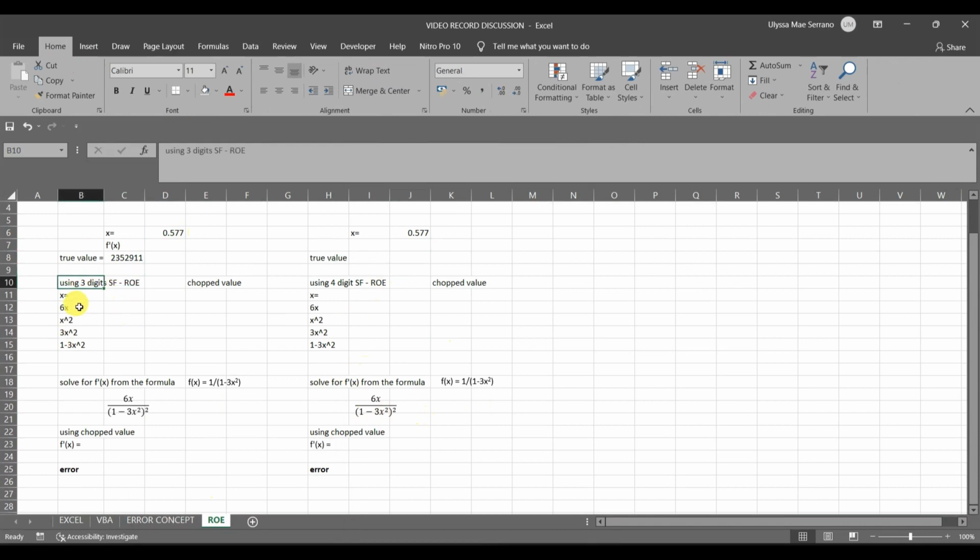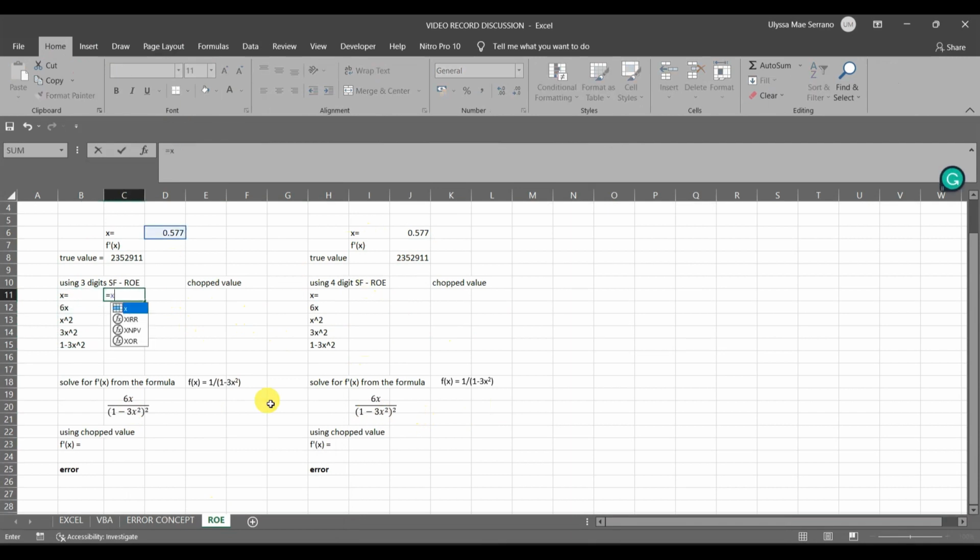And meron tayo, the first situation, we have here the 3-digit significant figure ROE or chop. Hahanapin natin yung ating chop value. And for the true value from the first derivative, equate lang natin siya dito, kasi pareho din naman yung ating gagamitin. And ito yung ating function, about the first derivative of the function. So this is the true value wherein x is equal to 0.577. So, hinati-hati natin yung ating values from x, 6x, x squared, 3x squared, 1 minus 3x squared, para mas maunawaan nyo kung paano na-calculate.